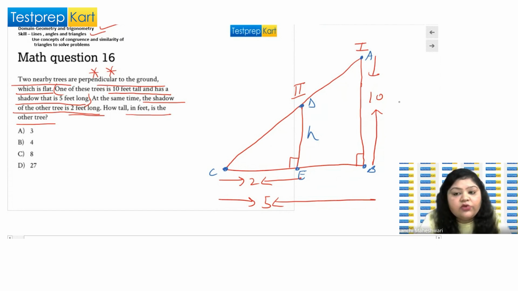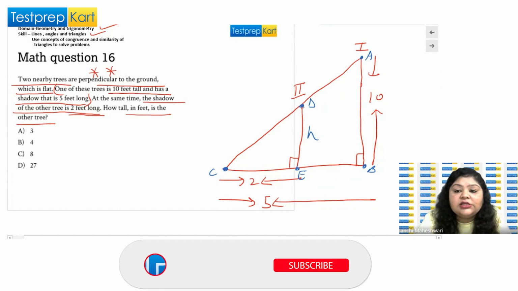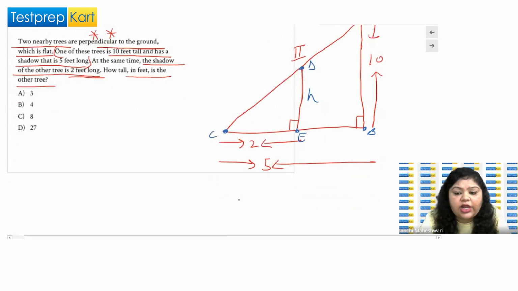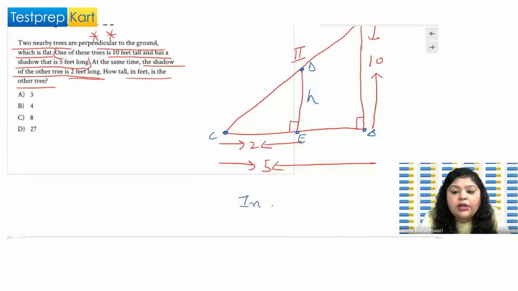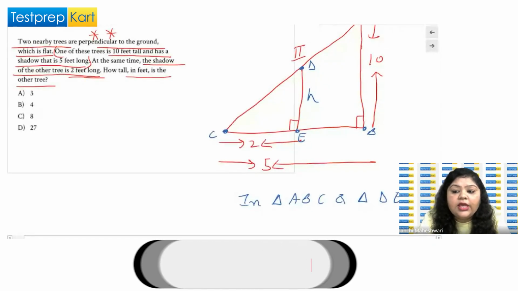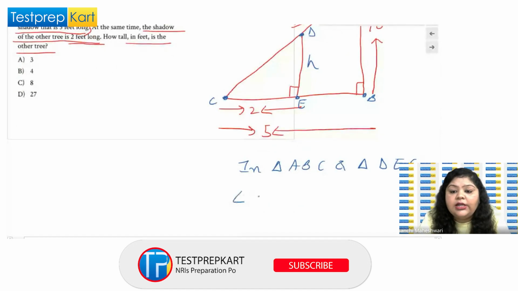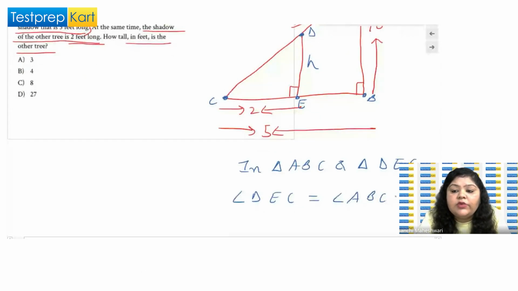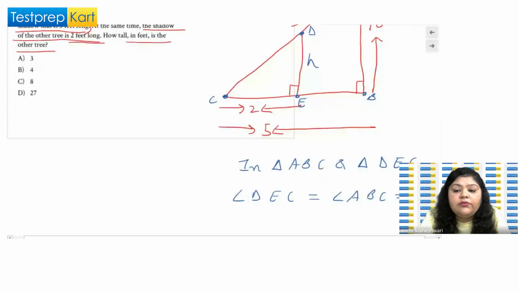Of course, I can say. Similarly, I can say this triangle DEC is also a right angle triangle. Now if I just talk about these two triangles, triangle ABC and triangle DEC, can I say that angle DEC equals angle ABC equals 90 degrees? Both of them are perpendicular, so they are right angle triangles.